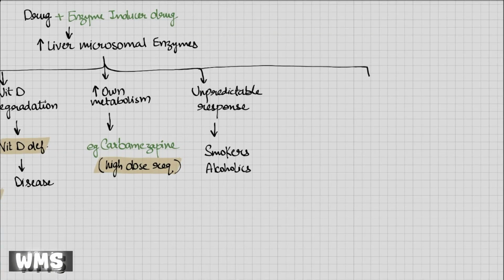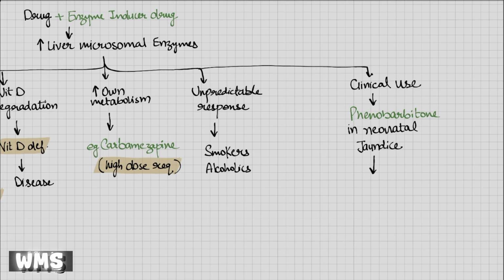Finally, enzyme induction can sometimes be used for our benefit, not just as a problem. A classic example is phenobarbital in neonatal jaundice. In newborns, the liver enzymes that conjugate bilirubin are immature and work slowly. So bilirubin accumulates and jaundice appears.